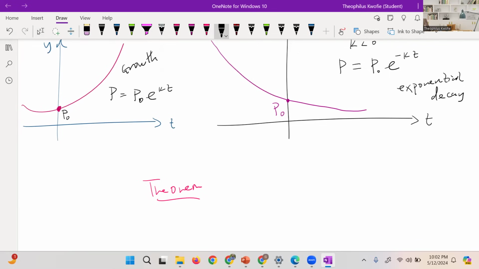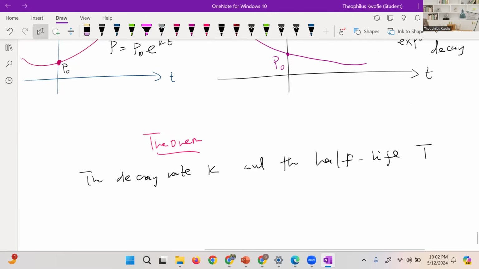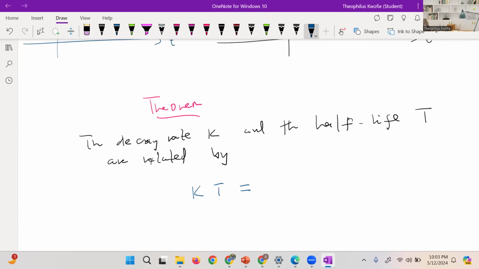Okay. So suppose the decay rate, let's call that K, and the half-life, let's denote that as big T, are related. Suppose they are related by kT equal to ln of 2. So out of this, I can ask you to determine the decay rate and then the half-life of any organic matter, right?